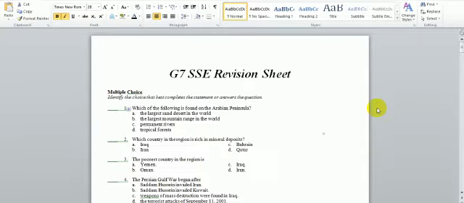Which of the following is found on the Arabian Peninsula? The largest sand desert in the world, the largest mountain range in the world, permanent rivers, or tropical forests. The most important thing in the whole Arabian Peninsula, actually the remarkable thing, is it has the largest sand desert in the world. So the right answer is A.